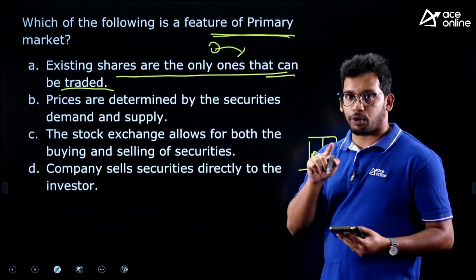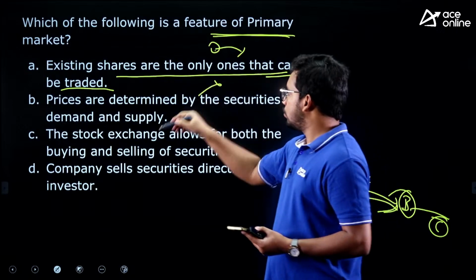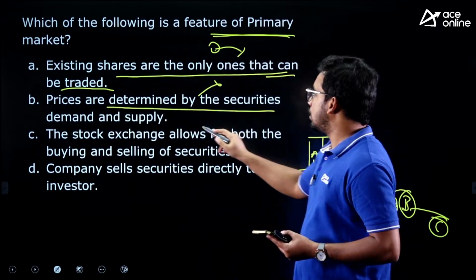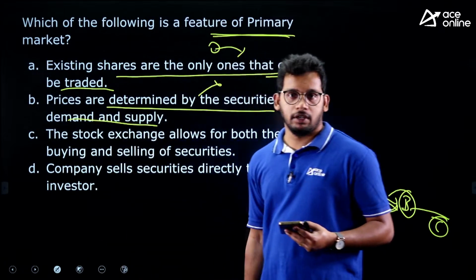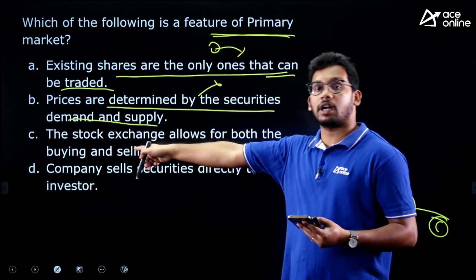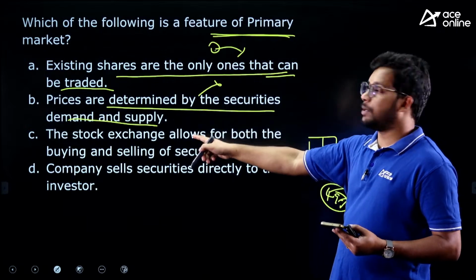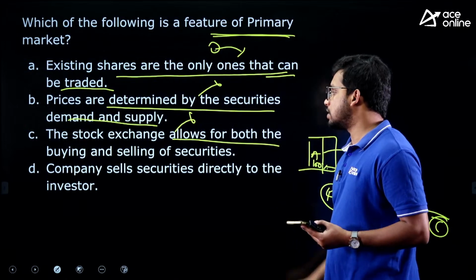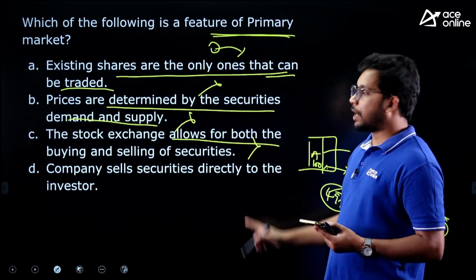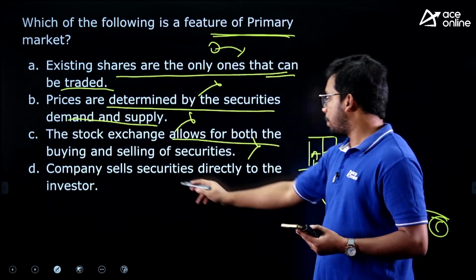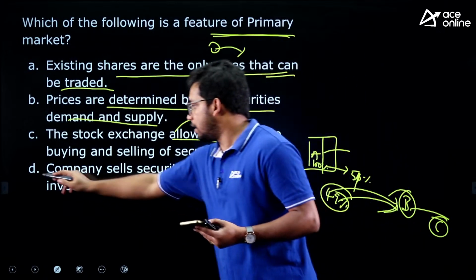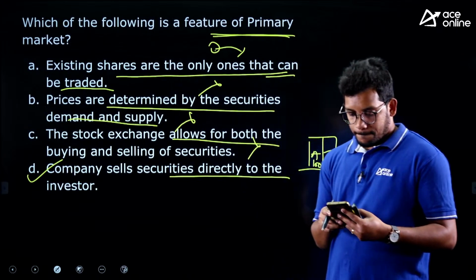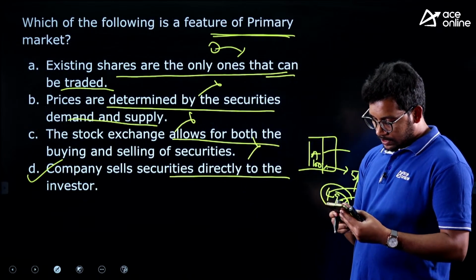Do you think trade is possible in the primary market? No. So the first option is eliminated. Prices are determined by the securities' demand and supply. So in the primary market it is decided by the company itself, not by demand and supply. So this is also wrong. Stock exchange allows both the buying and selling of the securities. No. In the primary market it is only buying. Company sells the securities directly to the investors. Yes. So this is correct. Right? So the answer is D.